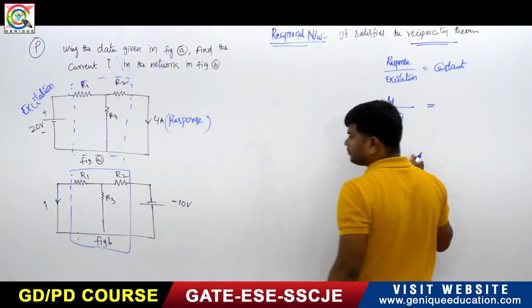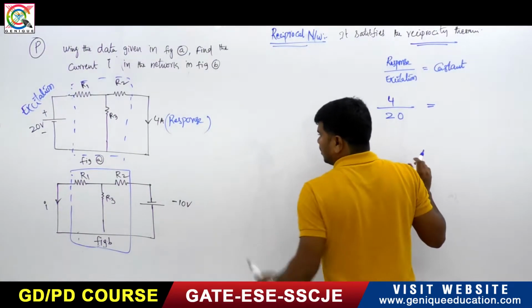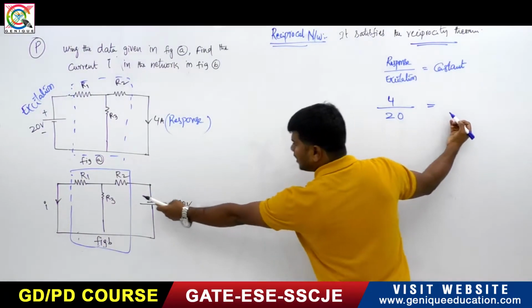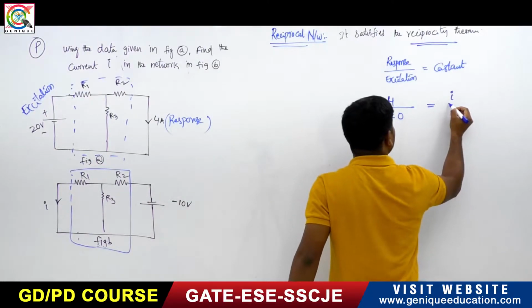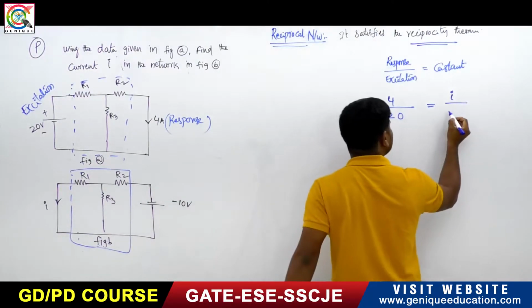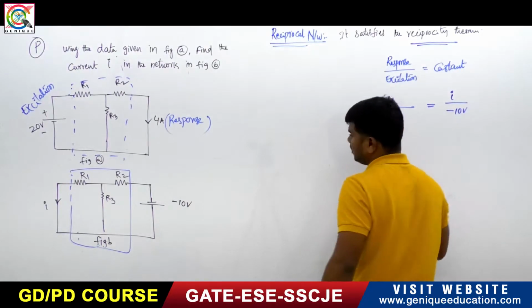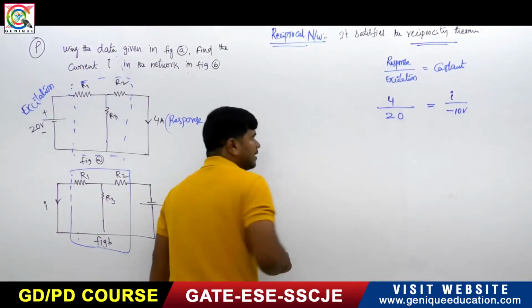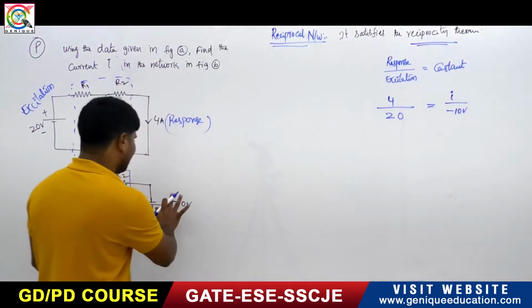So what is the response to excitation ratio? The response here is I, divided by the excitation. The excitation here is minus 10 volts. It is given like this.